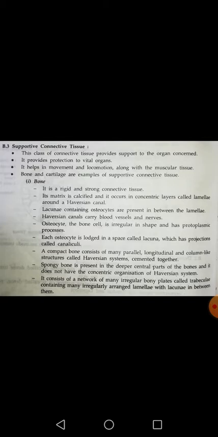There are two types of tissues found in this category of supportive connective tissue, and these are bone and cartilage. Today I will discuss bone, and in the next video I will discuss the structure as well as the function of cartilage. So right now I am going to discuss the structure as well as the function of the bones.